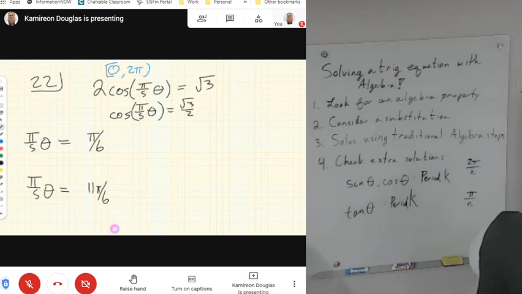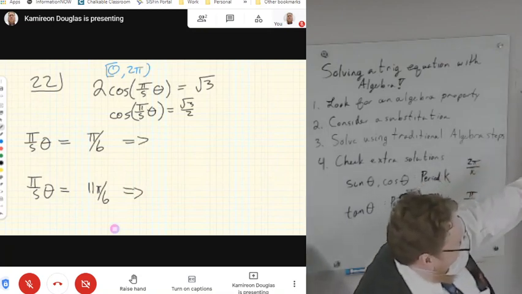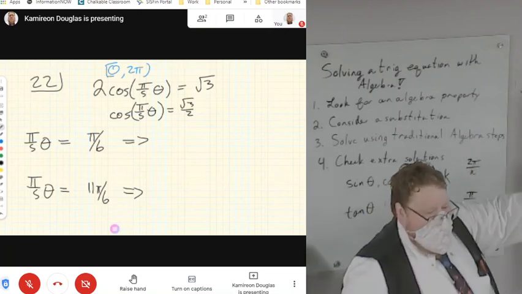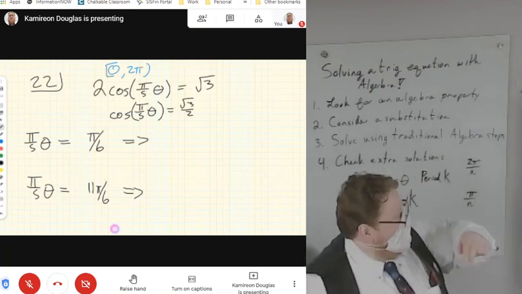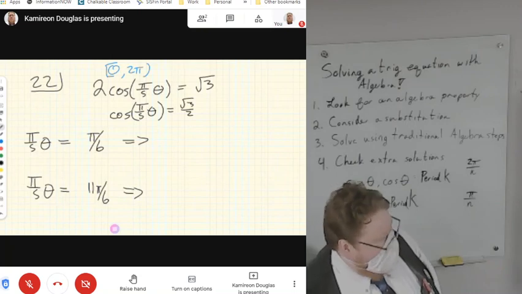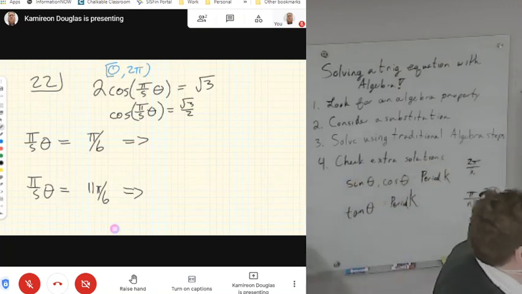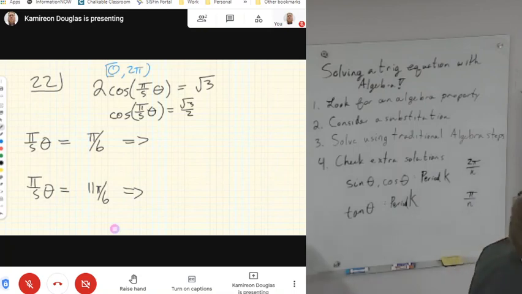Okay, well, let's find our two solutions. So if I divide by pi over 5, calculator can be your friend here. If I divide by pi over 5, I end up with the following. In division, I would use KFC. The pi's end up canceling. You end up with 5 over 6.